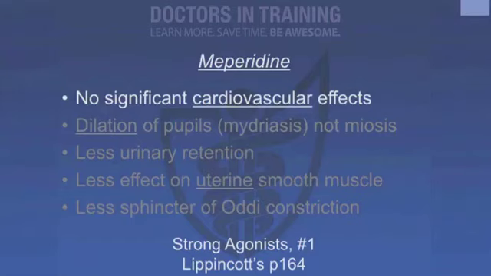Remember, the morphine has some potential problems. It can cause you some hypotension, some bradycardia. It can affect your intracranial pressure as well. The meperidine doesn't affect it quite as much.